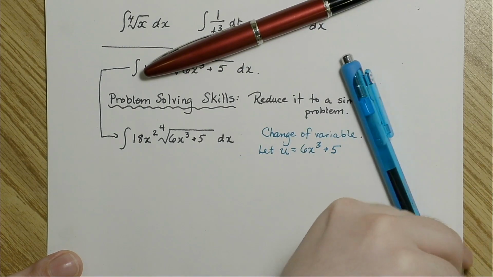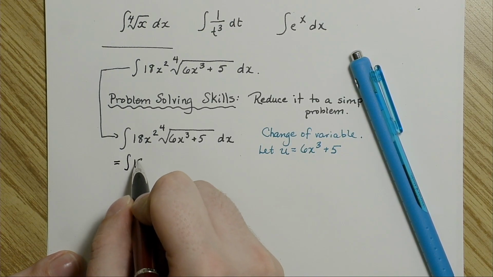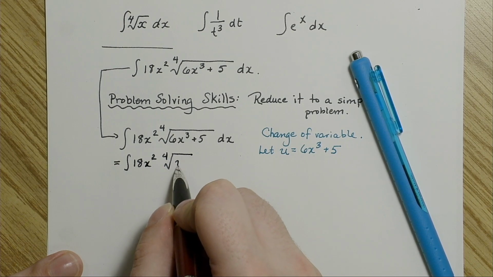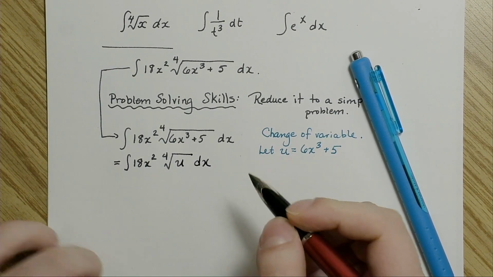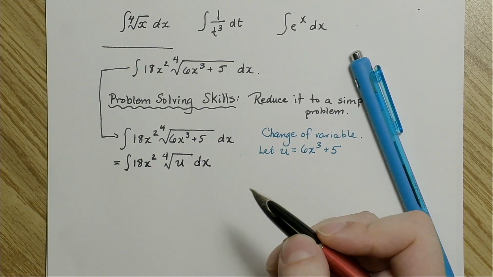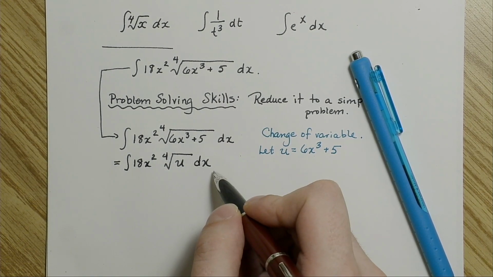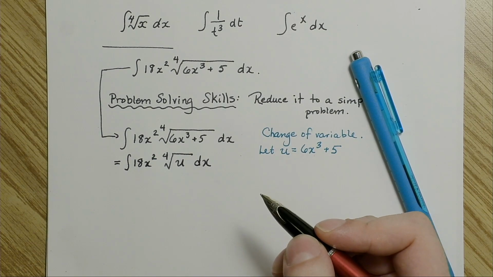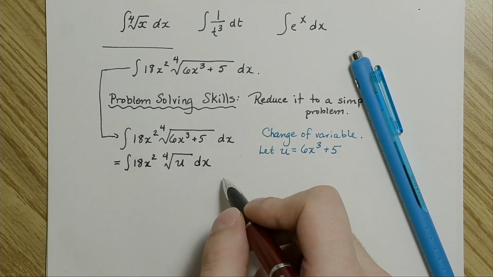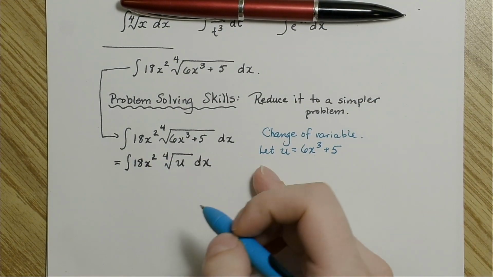Okay, so that means right now I have the integral of 18x squared times the fourth root of u dx. You might think I made it a little bit messier, but at the moment we have two variables here. We have u and we have x. It'd be nice if somehow we could get rid of or change this 18x squared and this dx. So this is where the next part comes in.